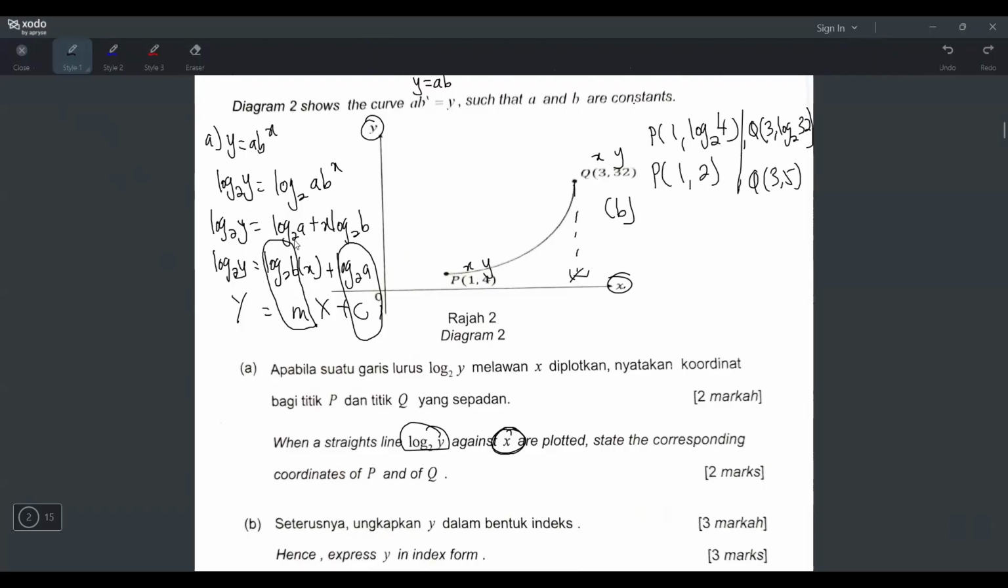When you do linear law questions, doesn't matter paper 1 or paper 2, you need to change your equation to linear form. Just change it. Even if the question never asks, also just do it. Okay, so 2 marks for A.